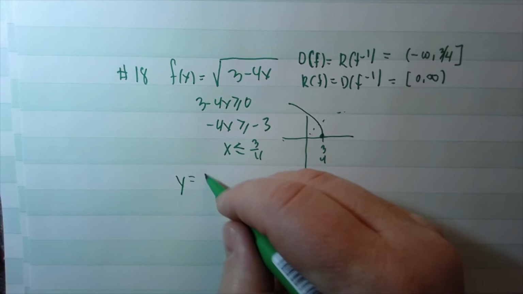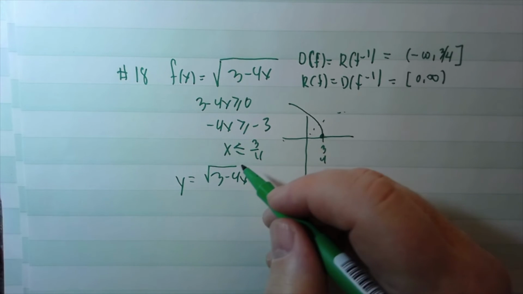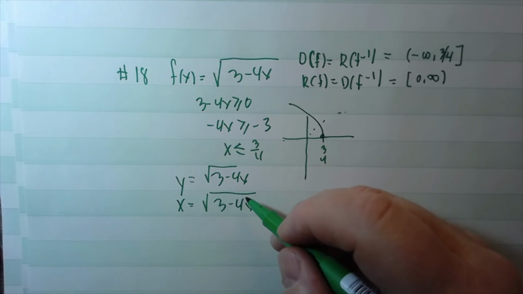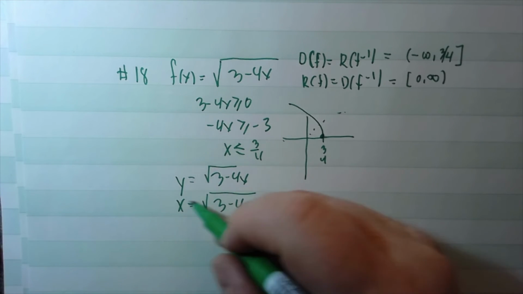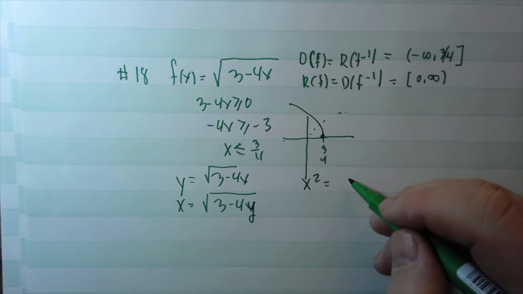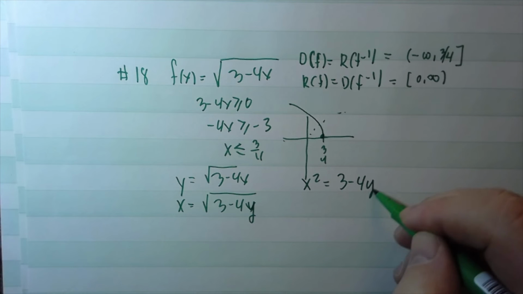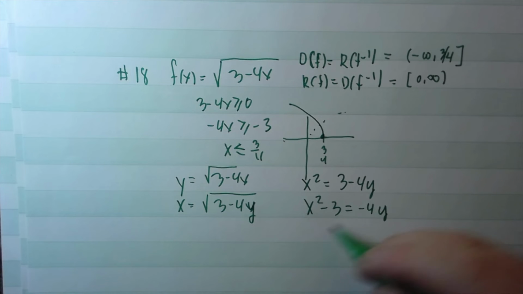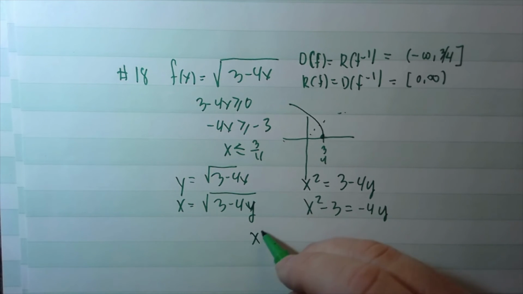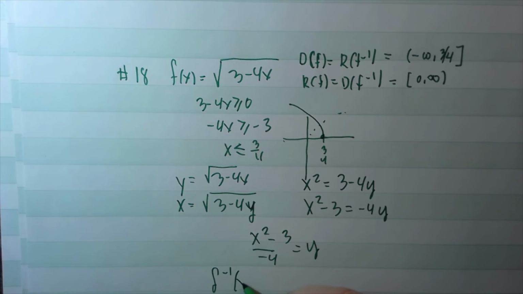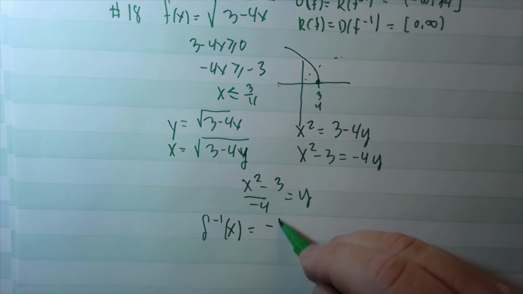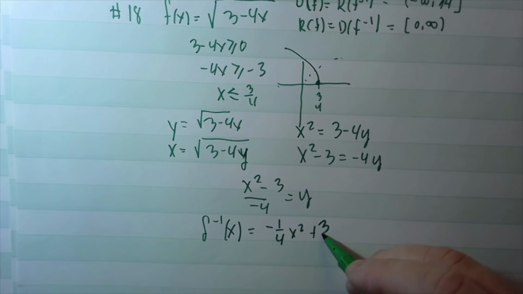So I replace the f with y, and then switch the letters around. Oops, that's a y. And then square both sides, because I want to solve for y. Subtract 3. Divide by -4. And now I can replace with the inverse notation, which means that I get -1/4 x squared plus 3/4.